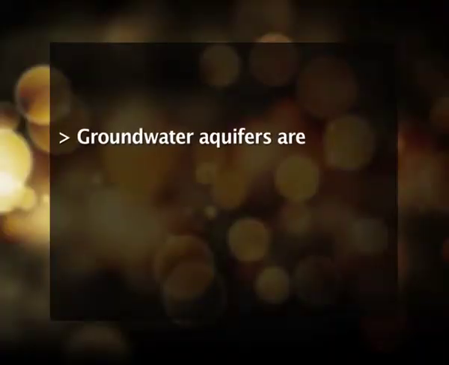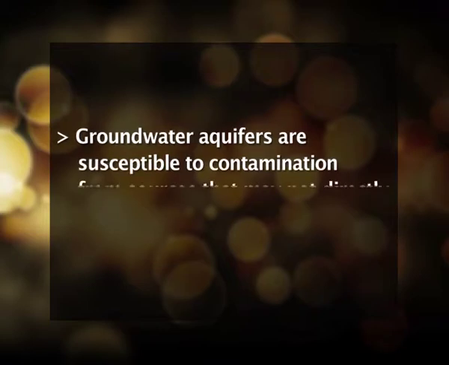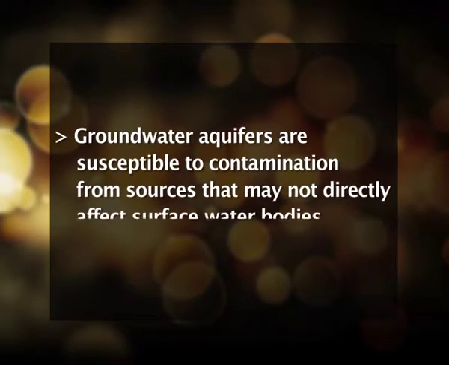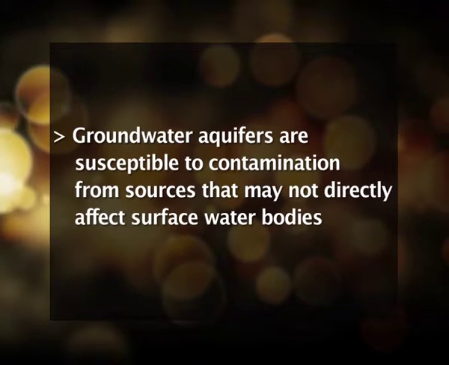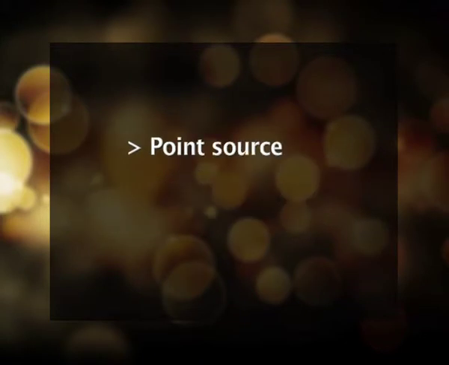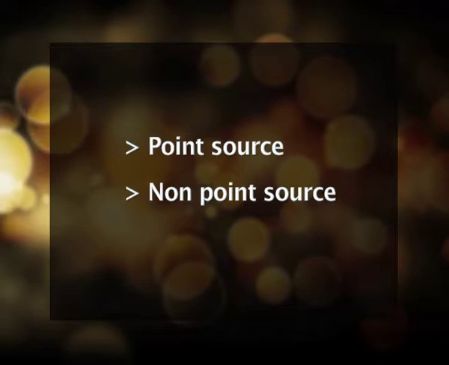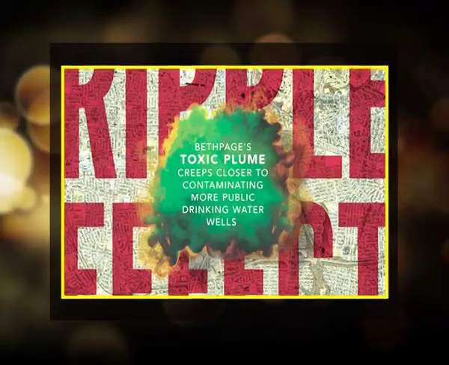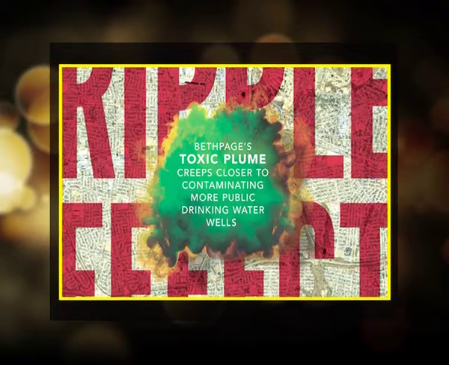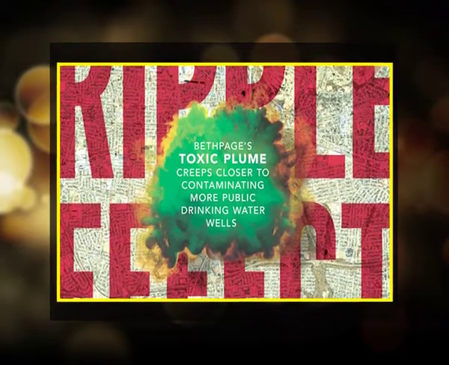By its very nature, groundwater aquifers are susceptible to contamination from sources that may not directly affect surface water bodies, and the distinction of point versus non-point source may be irrelevant. A sudden or ongoing release of chemical or radionuclide contaminants into soil may not create point source or non-point source pollution, but can contaminate the aquifer below, defined as a toxic plume.